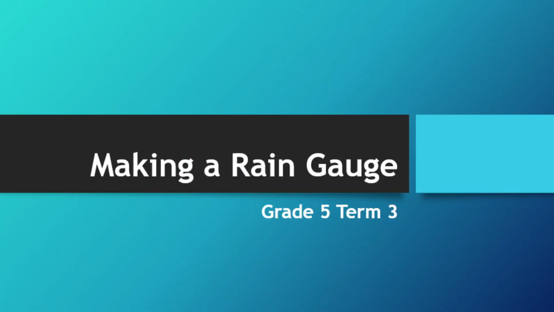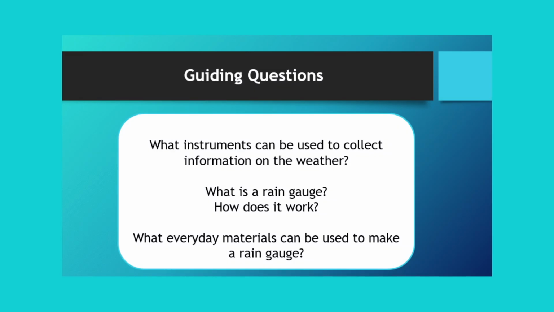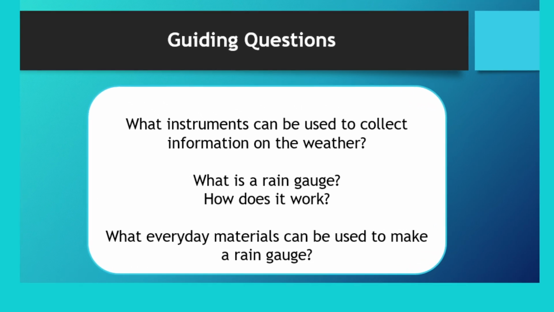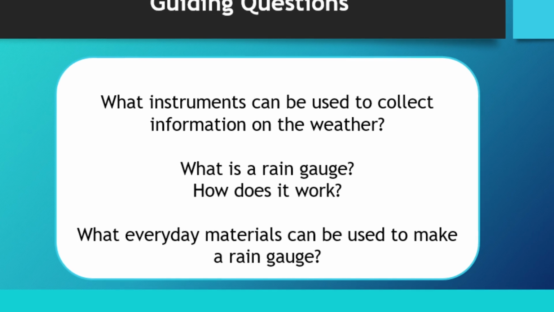Today we have an exciting lesson for you as we're in grade 5 looking at how to make a rain gauge. Let's go. So these are our guiding questions for this lesson. What are some of the instruments that we can use to collect information about the weather? And where it concerns a rain gauge, what is it and how does it work? And finally, what everyday materials can we use to make this rain gauge?